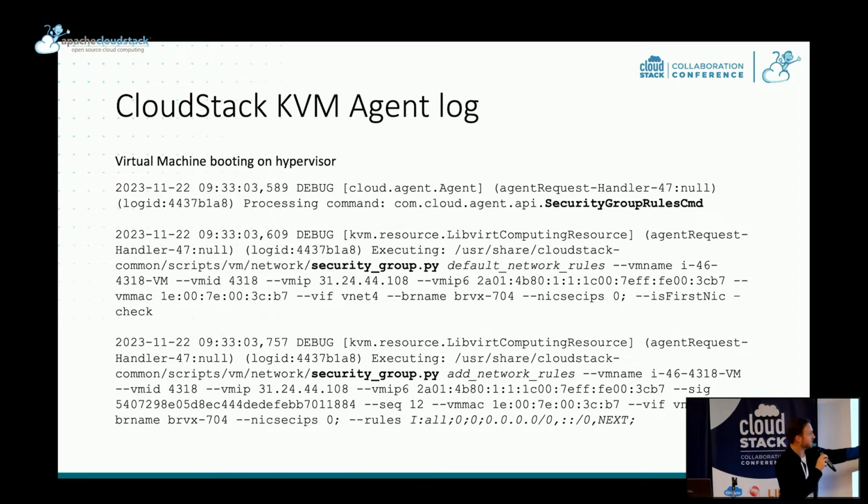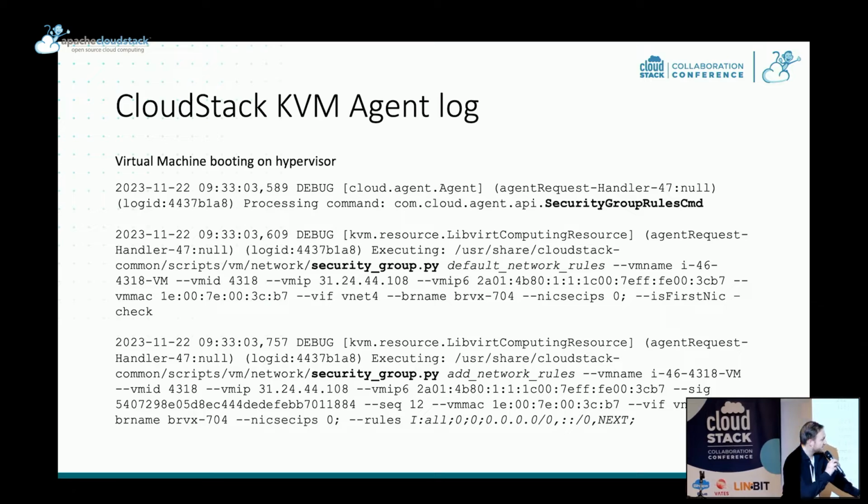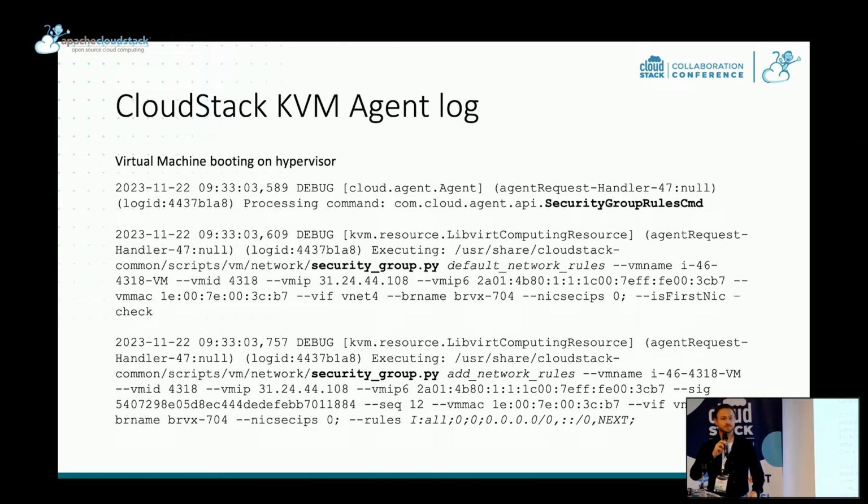So just within the same second, it executes the Python script again. And in this case, there's a rule saying that all ports for v4 and v6 are allowed to be open towards this virtual machine. The Python script does this for you, and it's done by the KVM agent while booting the virtual machine.